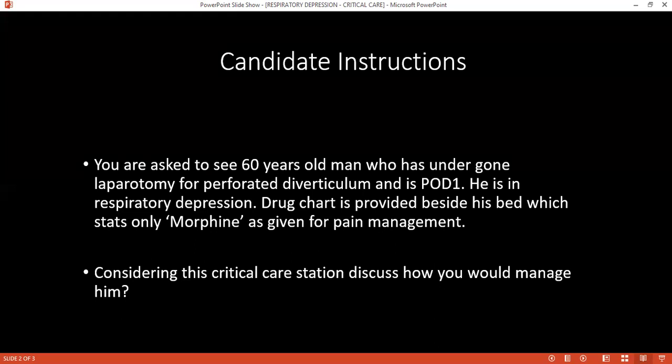I will check the chart of the patient, give him another dose of painkiller, give the patient fluid and check the vital signs. After that, I will examine the patient to look for the cause of why we have respiratory depression.